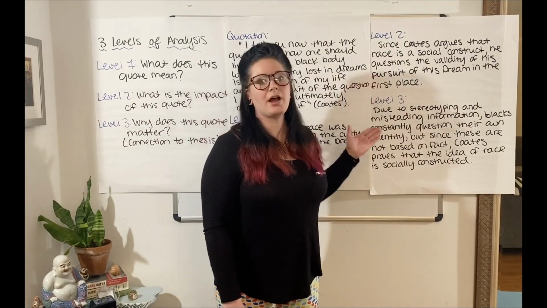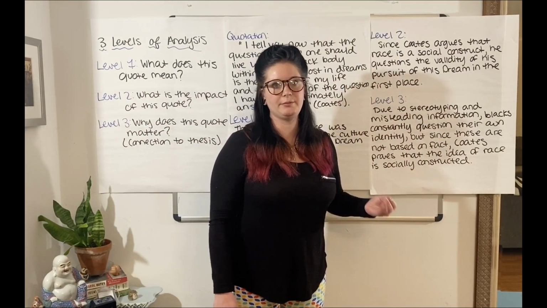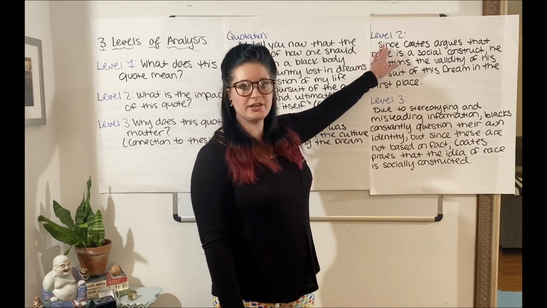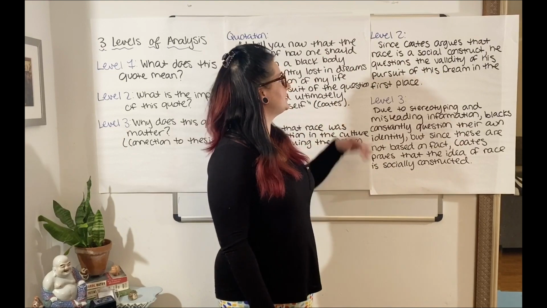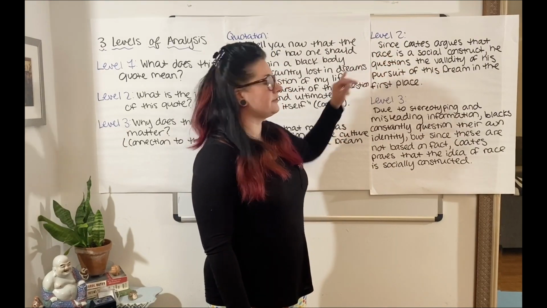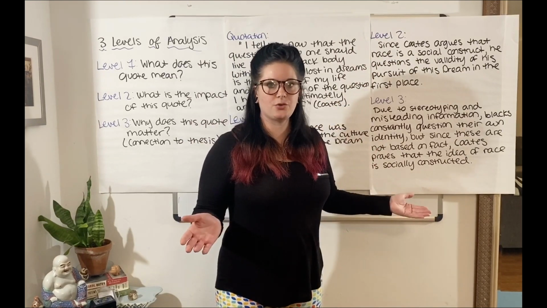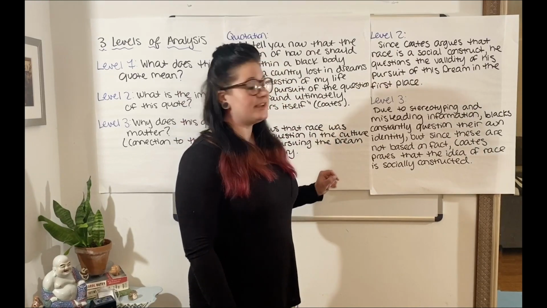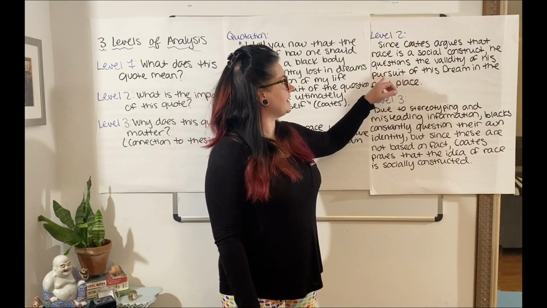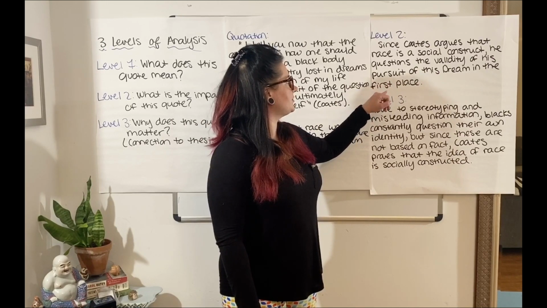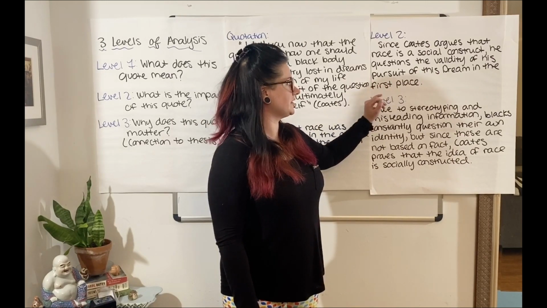And since this is a more complex idea, then what does this literally mean? She starts with a subordinating conjunction to make this a complex sentence. So since is a subordinating conjunction. Now, level 2 is what is the impact on the main character or conflict of the book? So she says, "Since Coates argues that race is a social construct, he questions the validity of his pursuit of this dream in the first place."